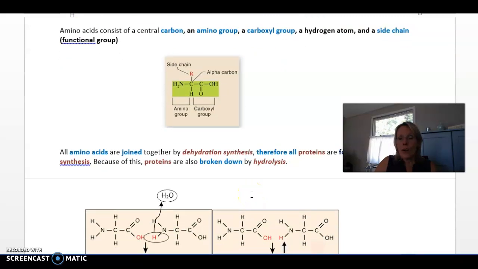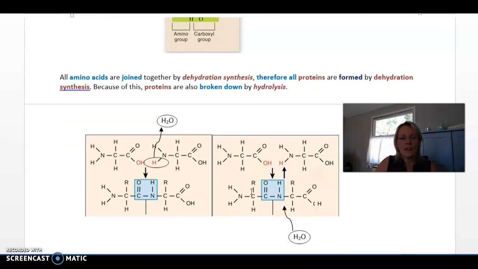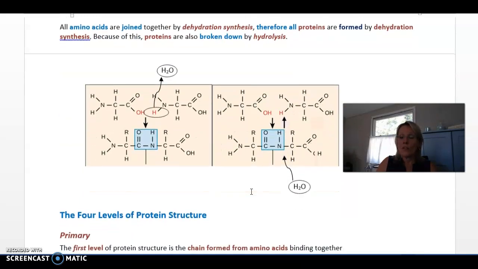Just like with carbohydrates and lipids, guess how proteins are formed and broken down? Make you think about it for a minute. Hopefully you remembered that those other molecules are formed by dehydration synthesis, and they're degraded or broken down by hydrolysis. It's the same thing that happens with proteins.